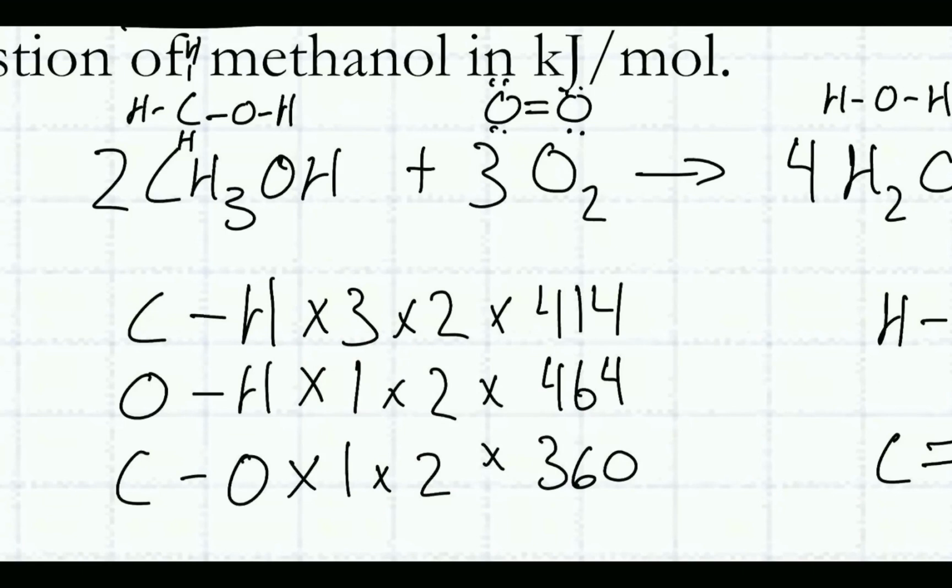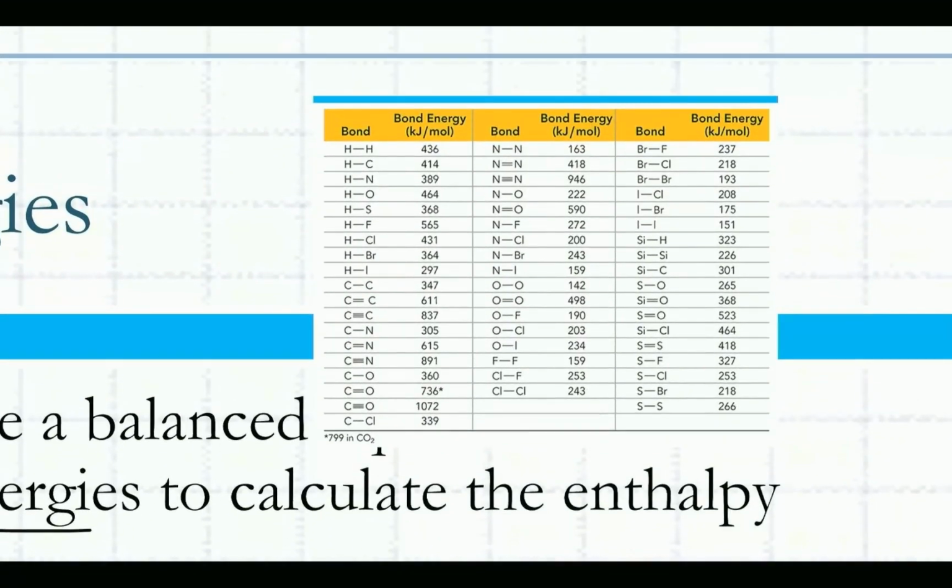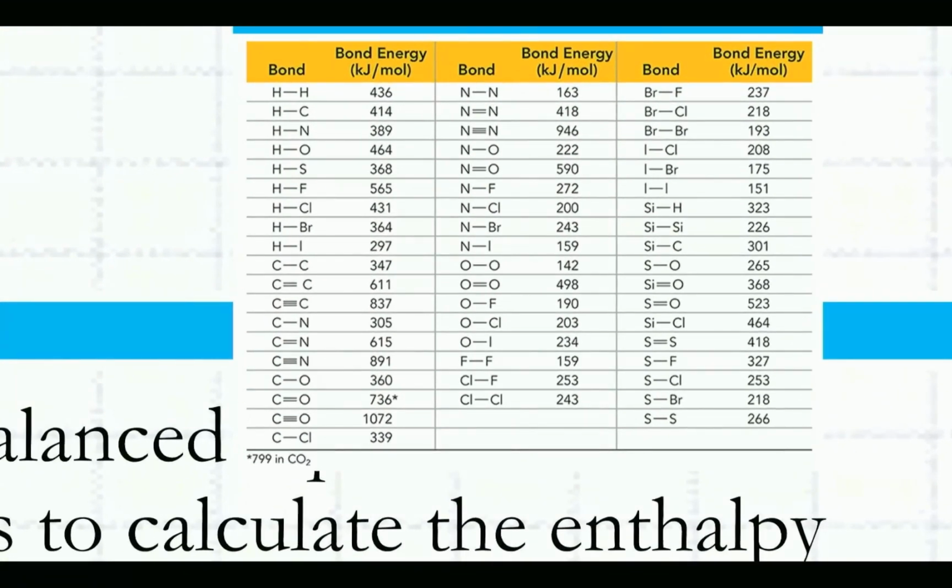Then this is the amount of energy that it takes to break 1 carbon-hydrogen bond. And again, you just look that up on the chart. So carbon-hydrogen is up here. That's the 414.